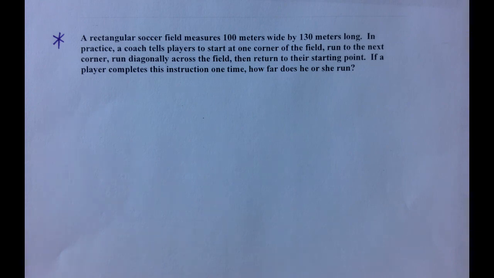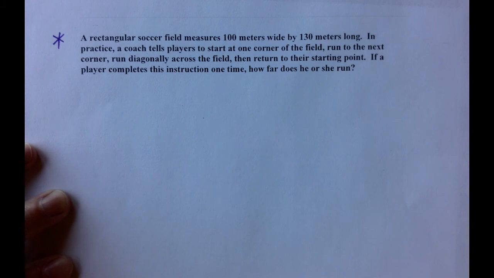Welcome. Let's work on an application. A rectangular soccer field measures 100 meters wide by 130 meters long. In practice, a coach tells players to start at one corner of the field, run to the next corner, run diagonally across the field, then return to their starting point. If a player completes this instruction one time, how far do they run?